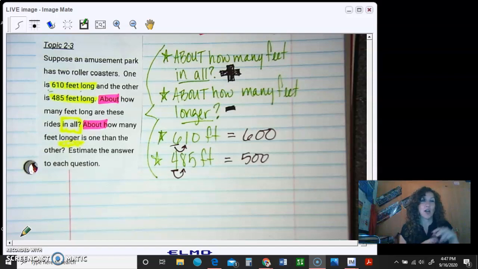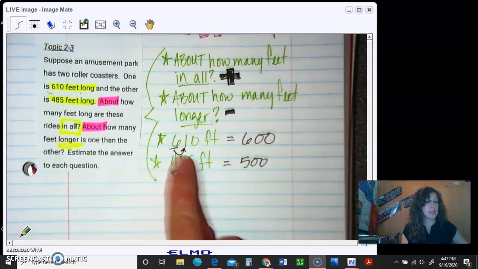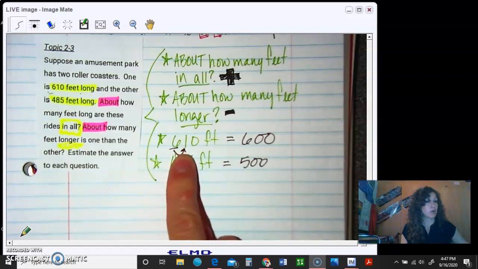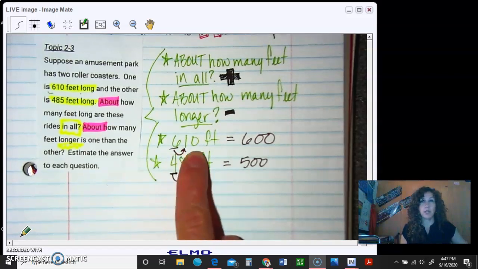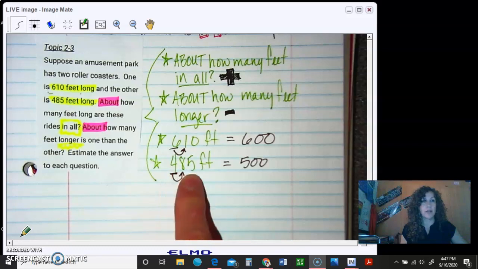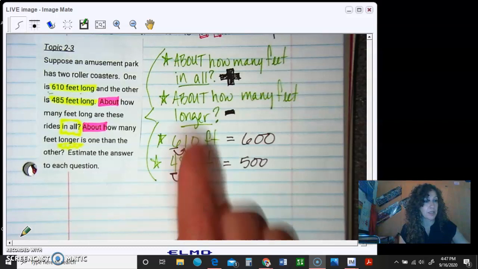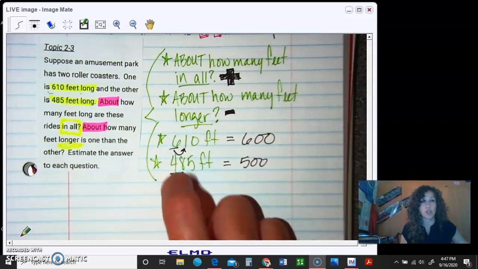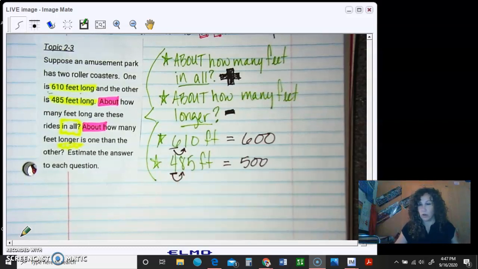Okay, so this is topic 2-3, part 2 video. So you can see our roller coaster 1 is 610 feet, our roller coaster 2 is 485 feet, and we rounded to the nearest 100 because the hundreds place is the largest place we have here. Okay, so then we rounded. I think it got caught in the end of the video, not sure.